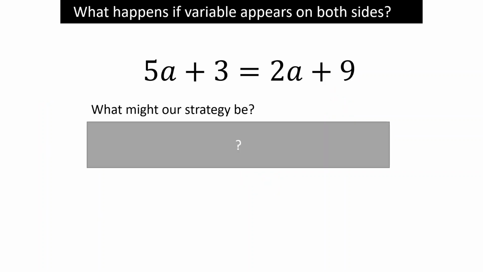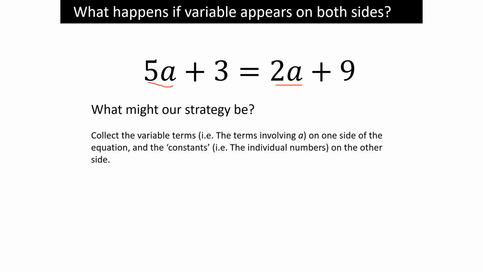Now let's look at what we should do when we have variables appearing on both sides. When we speak about variables, we're talking about the letters that are in our equation. So we have 5a and 2a. Because we have variables on both sides, we therefore need to collect all the variables and also collect all the constants or the numbers. So in this case, all the variables are 5a and 2a, and the constants are plus 3 and plus 9. So we need all the variables on one side of our equation and all the constants on another side of our equation. Very important.